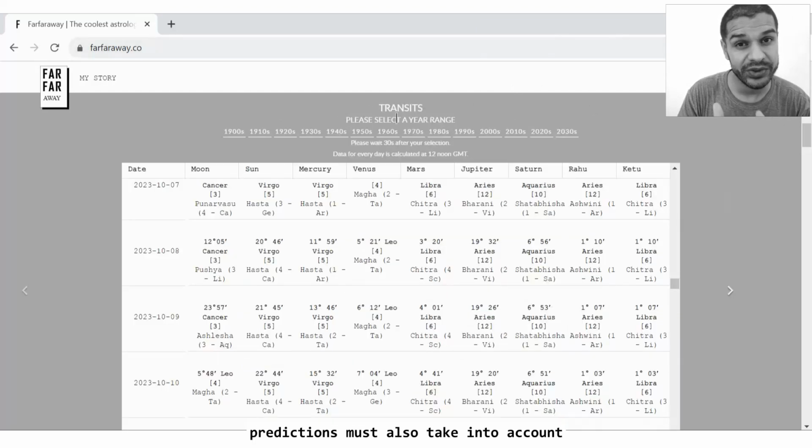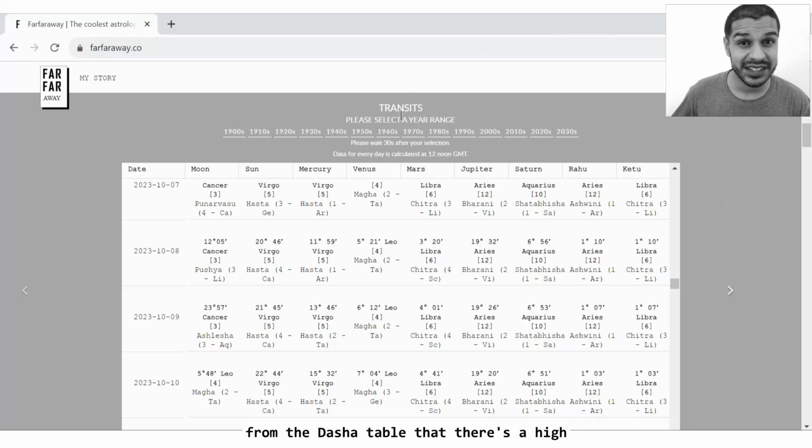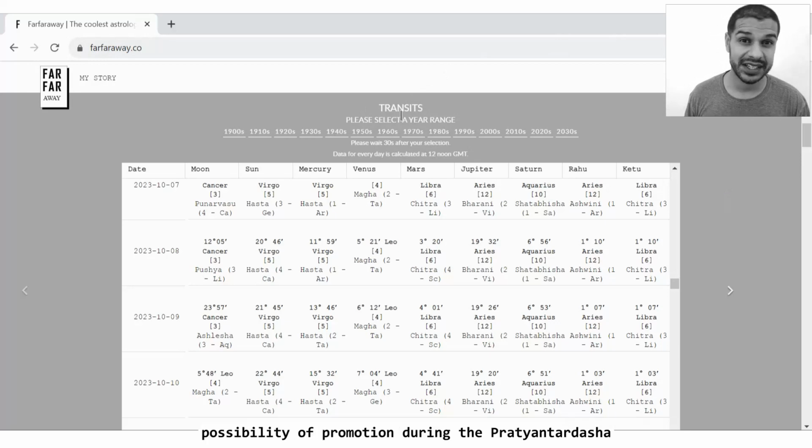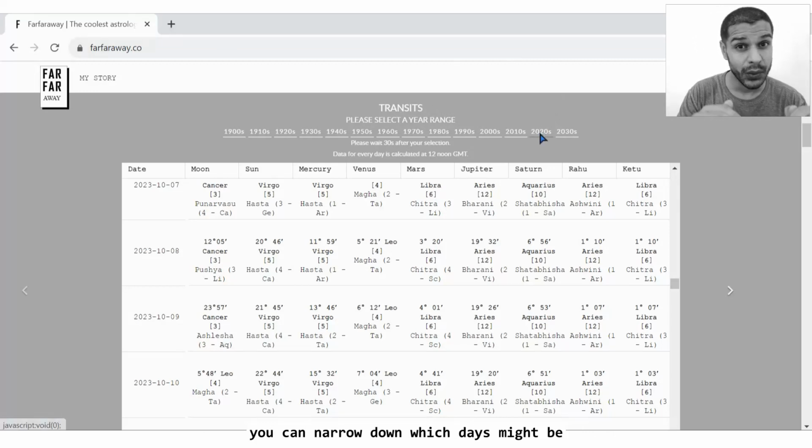Predictions must also take into account the transits. So if you've identified from the Dasha table that there's a high possibility of a promotion during the Pratyantar Dasha of Jupiter, Jupiter's Pratyantar Dasha might last for a few months. From the transit, you can narrow down which days might be favorable.